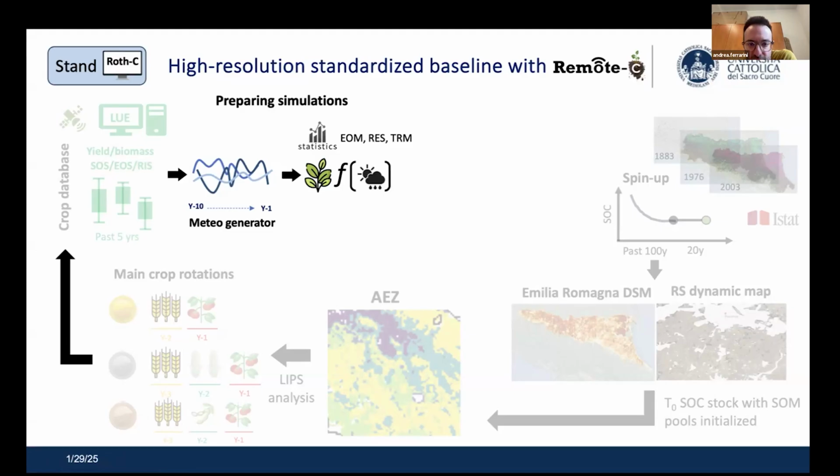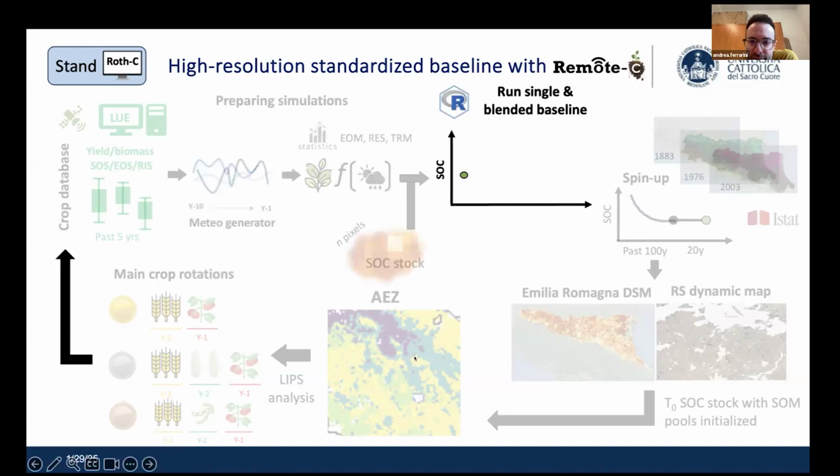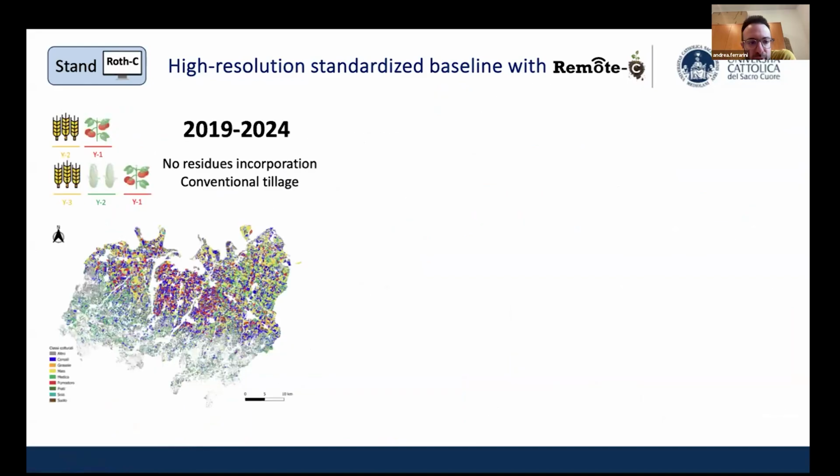Then the exogenous organic matter, the residue, and the tillage for the moment are going to be handled with statistics, but we will be equipped with some remote sensing products, especially for residue and tillage detection. Using a certain number of pixels of soil organic carbon stock within each agroecological zone, we can then run single and blended baselines. By blended baseline, I mean incorporating all the potential crop rotations for each agroecological zone. So we have the real standardized baseline for an area, and we can have the mean, the blended baseline.